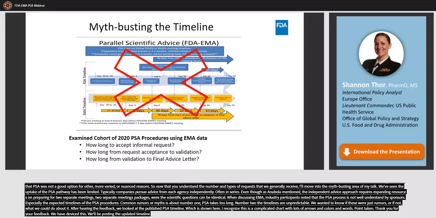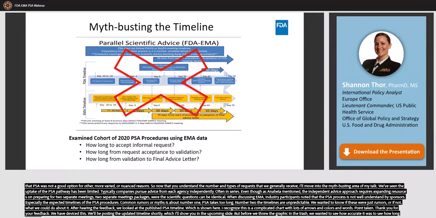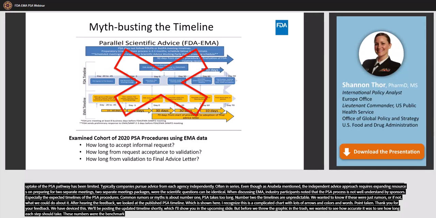But before we threw this graphic in the trash, we wanted to see how accurate it was at describing how long each step of the PSA process should take. These numbers were our benchmarks, so we decided to see if our actual PSA timelines match up with it.